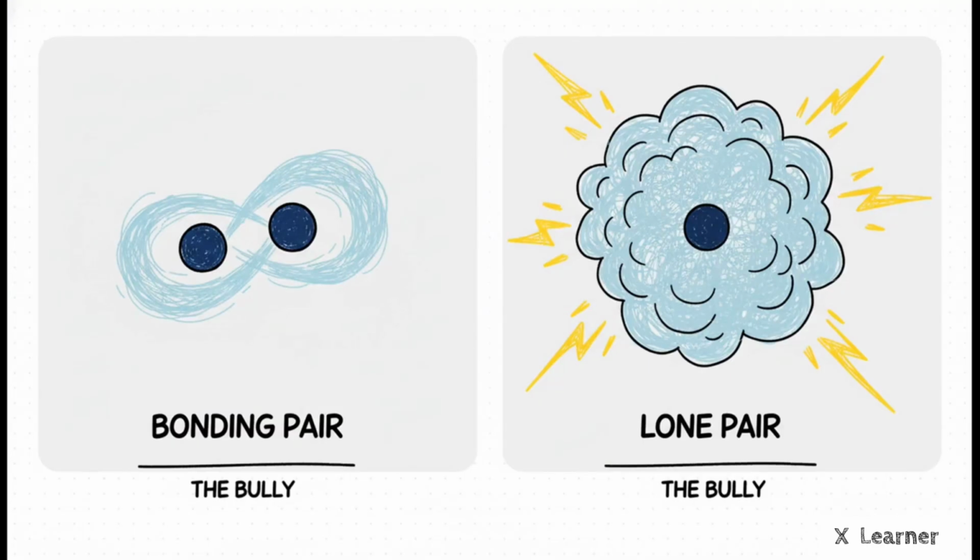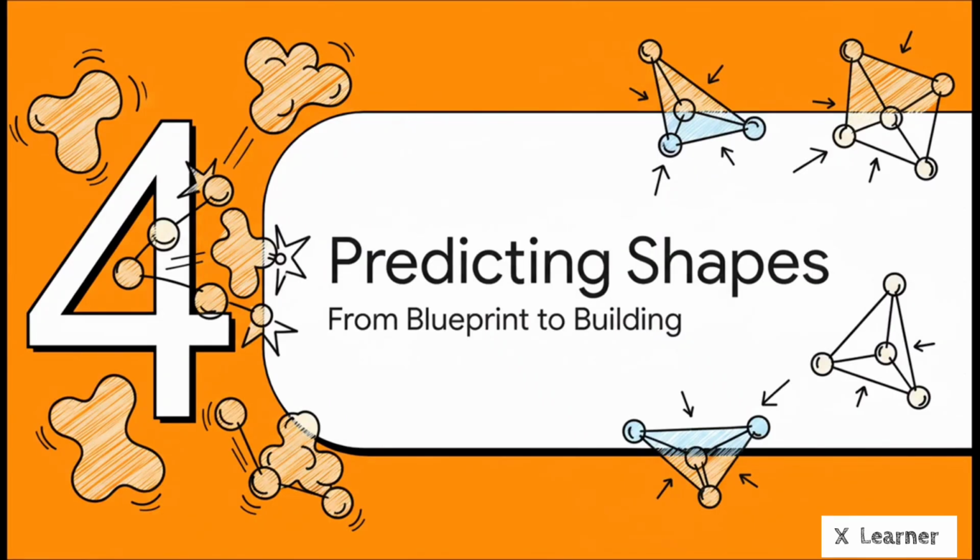Not all electron groups are created equal. On one side, you have bonding pairs. These are the electrons locked into a bond between 2 atoms, so they're pretty well behaved. But on the other side, you have the lone pairs. These guys are the real bullies of the molecular world. They aren't shared, so they take up a ton more space and have way more repulsive power. So get this. If we can just count the number of electron groups around an atom and keep track of which ones are the bullies, we can become molecular architects. We can literally predict the exact 3D shape of a molecule before we even see it.